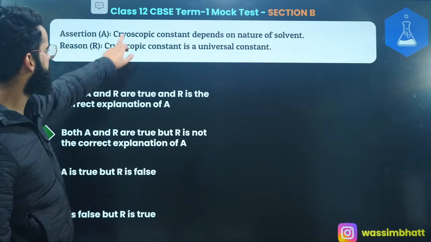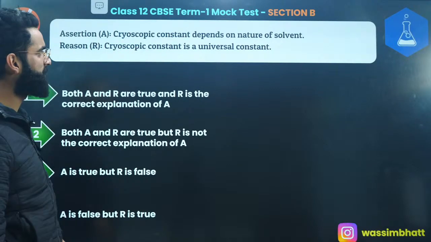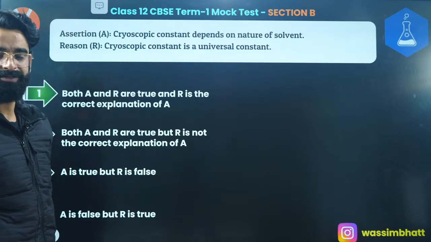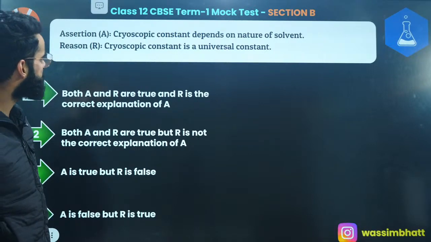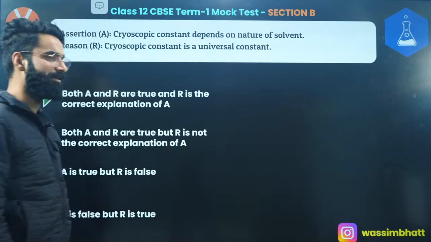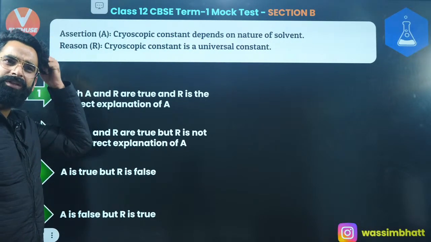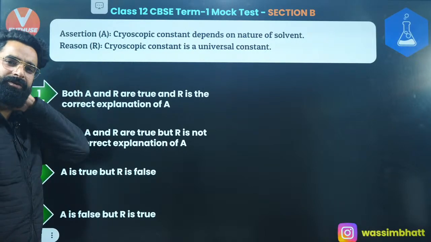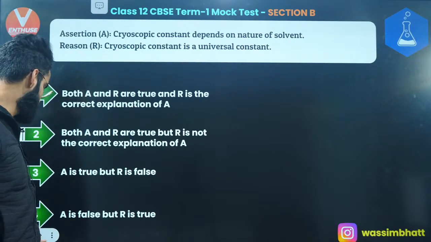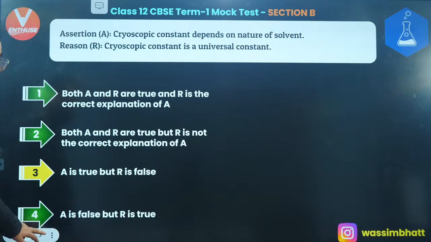This is one more question. Cryoscopic constant, Kf, molal depression constant, depends on the nature of solvent. Absolutely, it's right. Cryoscopic constant, Kf, actually depends on the nature of the solvent. Reason: cryoscopic constant is a universal constant. Have you ever seen this kind of statement written in your books that cryoscopic constant is a universal constant, right? We just know one thing, R, gas constant, that is basically the universal constant, right? Universal gas constant. Have you ever heard cryoscopic constant is a universal constant? No way. First one is true, but reason is wrong. A is true, but R is false. Perfect.